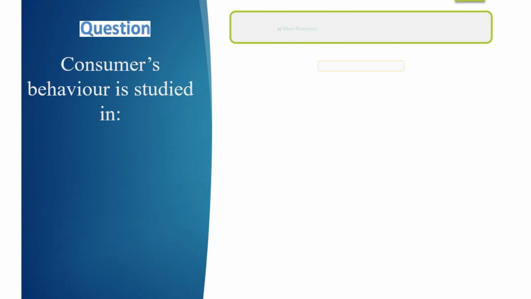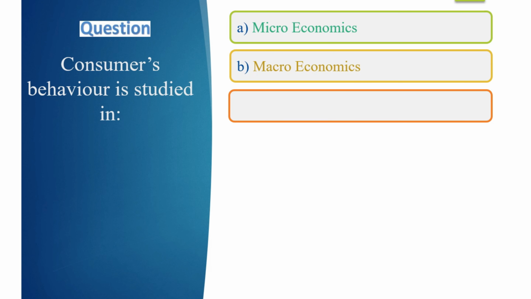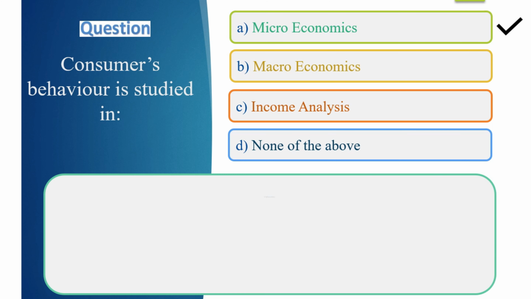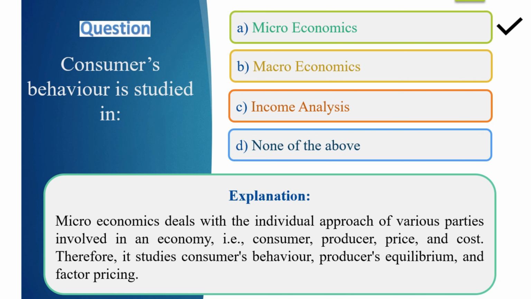Okay consumers, so let's move to our questions. Our first question is, consumer behavior is studied in which of the following options? Option number 1 is microeconomics, option number 2 is macroeconomics, option number 3 is income analysis, and option number 4 is none of the above. The correct answer is option number 1, microeconomics. Microeconomics deals with the individual approach of various parties involved in an economy, that is consumer, producer, price and cost. Therefore, it studies consumer behavior, producer's equilibrium and factor pricing.